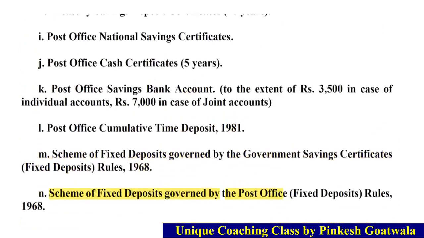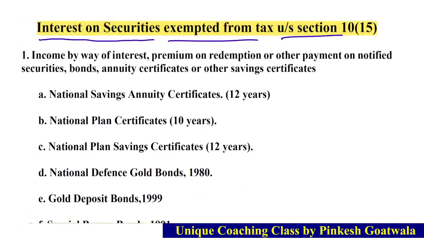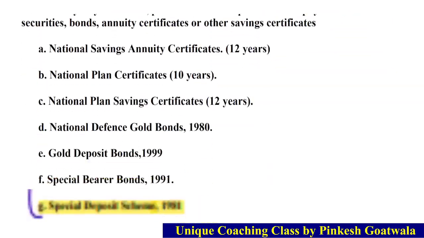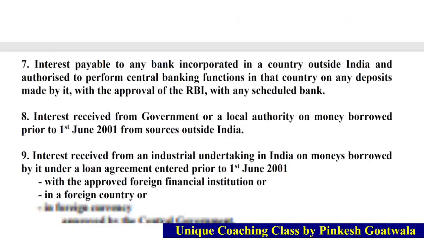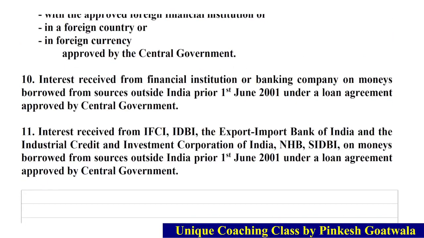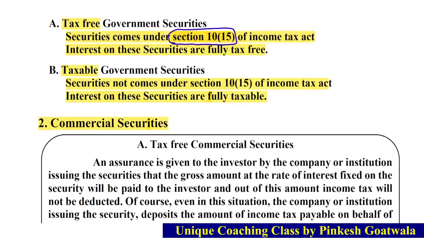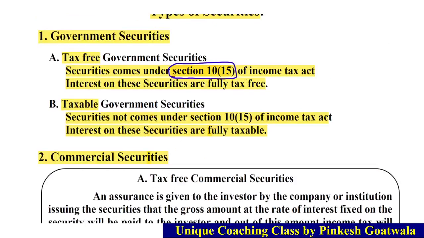It comes many times in a question in the exam, and whenever you solve sums from the books you will get these securities. So all these securities come under section 10(15). It is totally tax free, and any other government security which does not come under this is taxable. Okay, so whichever government security is included in this section, these are all totally tax free. Whatever is given here is all tax free. And other than this, if there is any other government security, then that is a taxable government security. Okay, clear? So here we have to just remember those names.